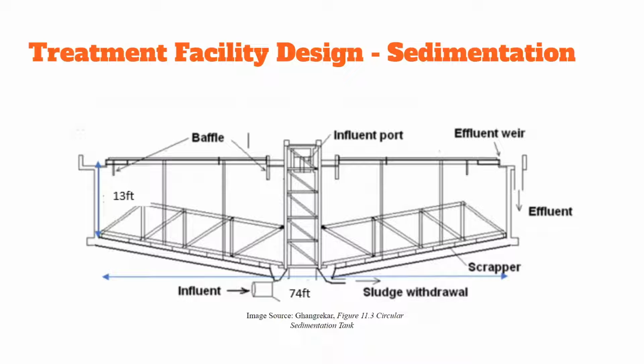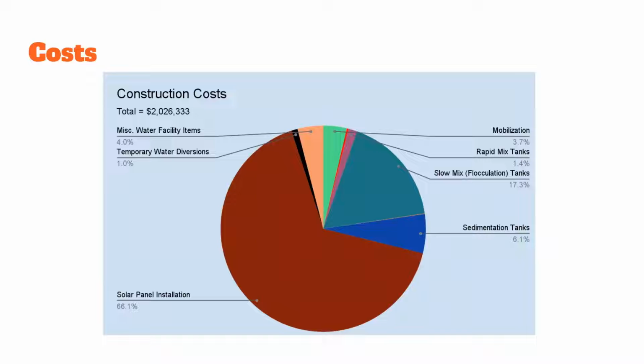So in the sedimentation basin, the sludge will collect on the bottom, get scraped out, and then get drawn to the center and go out to a dewatering box, where the sludge will be collected and taken for waste. All right, now looking at the cost, this pie chart here is showing our construction costs.